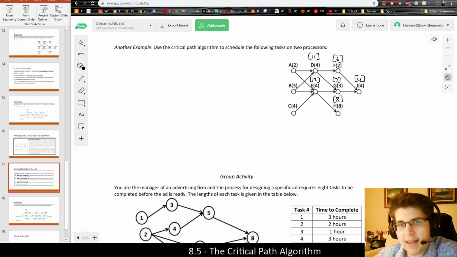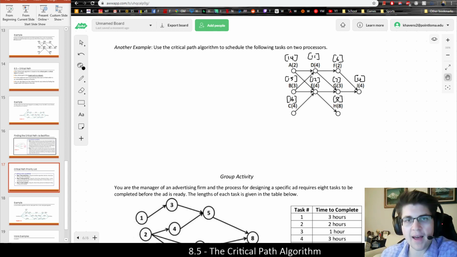Anyways, now that we're at A, we choose the larger number, which is 12. 12 plus 2 is 14. From B, we have two targets. Choose the larger number, 12. 12 plus 3 is 15. And from C, there's only one target, 12. 12 plus 4 is 16.